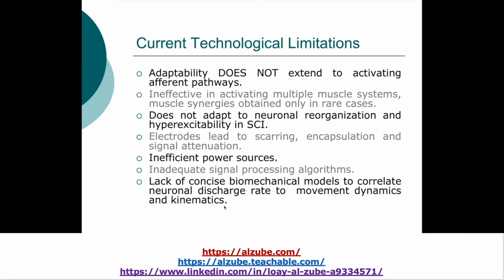For our applications, when we talk about functional electrical stimulation, we have huge databases of EEG signals, let's say, and we would like to look for small patterns to detect movement over the lower extremities or upper extremities. So there's a lot of potential to do this. And then we have the lack of concise biomechanical models to correlate neural discharge rate, firing rate, to movement dynamics and kinematics. And that's another big field and area of research that is available if you look forward to it.